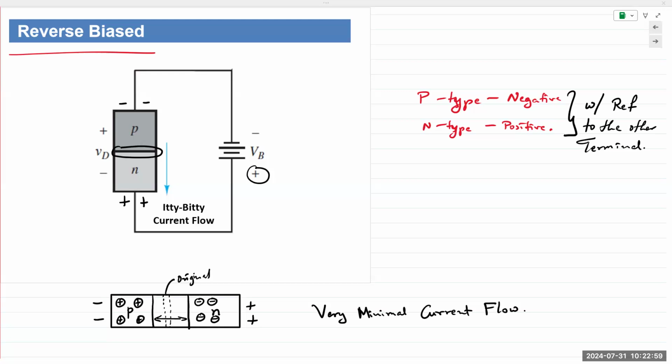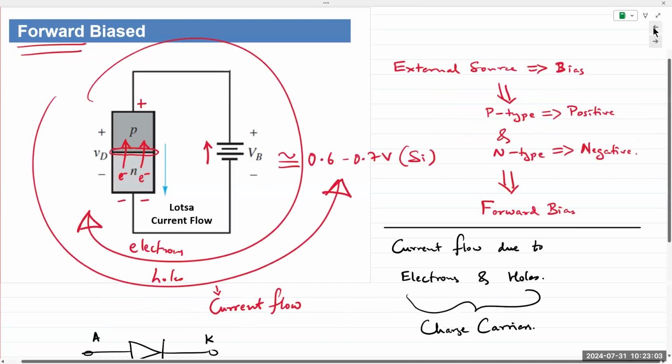The answer is that when you have forward bias, energy from the external source is now imparted to the holes and the electrons. So they acquire sufficient energy that they can now move. And when they move, they are carrying charge. So when those charge carriers move, it results in current flow.